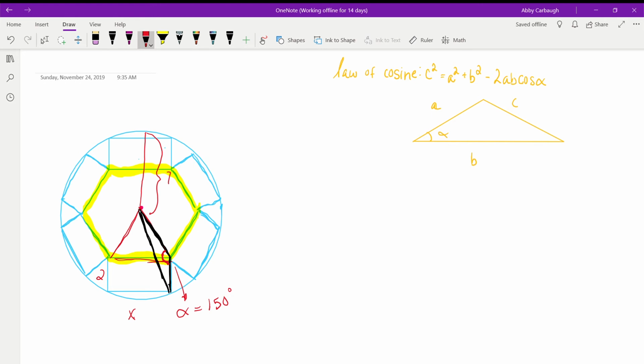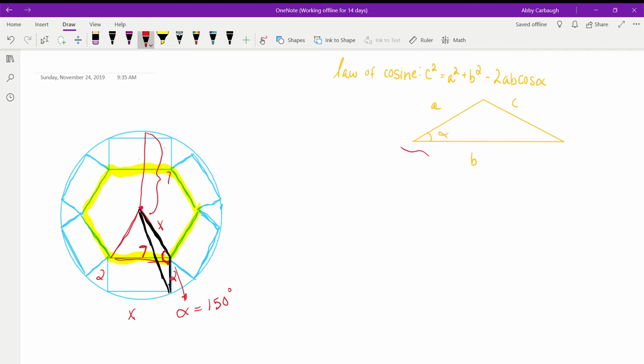So, we know that the radius is 7, which is this length, and the width is 2, which is this length, and then since it's an equilateral triangle, this is x. So, since it's not a right triangle, we can't use the Pythagorean theorem to find the length. So what we're going to do is use the law of cosines, which states c squared equals a squared plus b squared minus 2ab cosine alpha. And I also have a little triangle drawn right here just to show you guys.